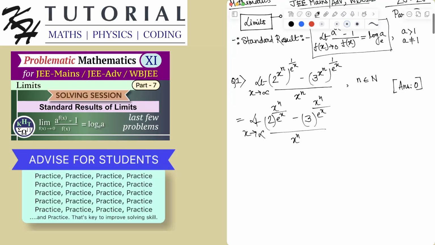Now we see that clearly it looks similar to a to the power x minus 1, where we have two exponential terms, where one base is 2 and another base is 3, and they are all greater than 0 and not equal to 1. But the power is x to the power n, which is a function of x, of course. Now let's see what happens to this. What is the limiting value of x to the power n divided by e to the power x when x is tending to infinity?